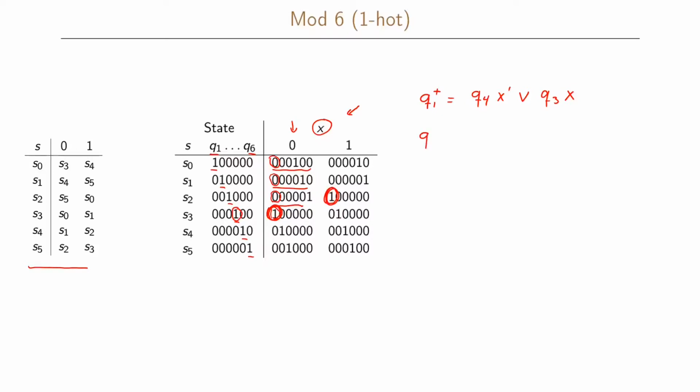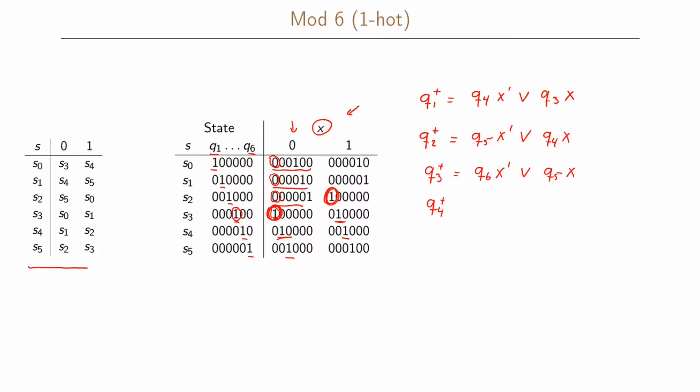And we can do the same thing for the function for Q2+, where we can see that this is a 1 here, which is when we have Q5 and we have an X', and it is also a 1 here, which is when we have Q4 and X. So similarly for Q3+, this we can find here. So this will be when we have Q6 to be a 1 and we have X', and we can also find it here, that is when we have Q5 and X.